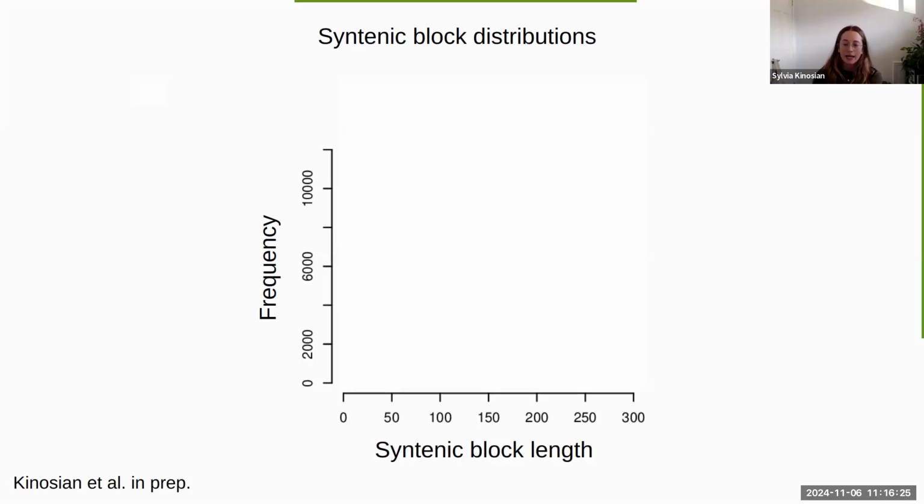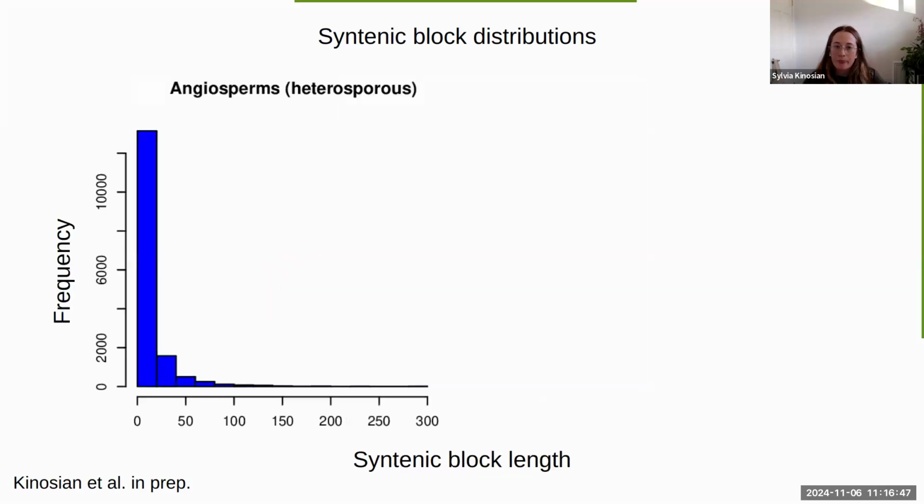Longer syntenic blocks indicate that the genome has undergone less restructuring and has broken up less following a polyploidization event. Shorter syntenic blocks indicate that it has broken up more and has changed and downsized over time following polyploidy. Just for reference, I'll show you a syntenic block distribution for angiosperms. These are actually data from some great work by Michael McKibben.